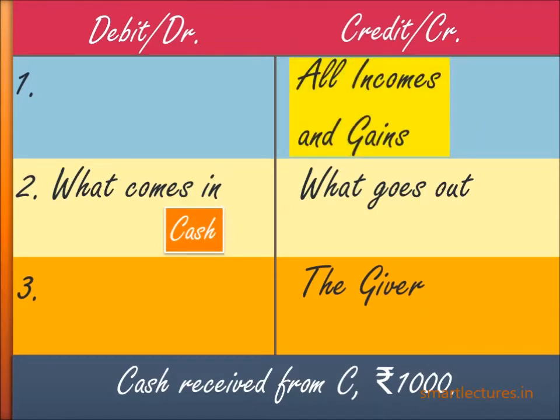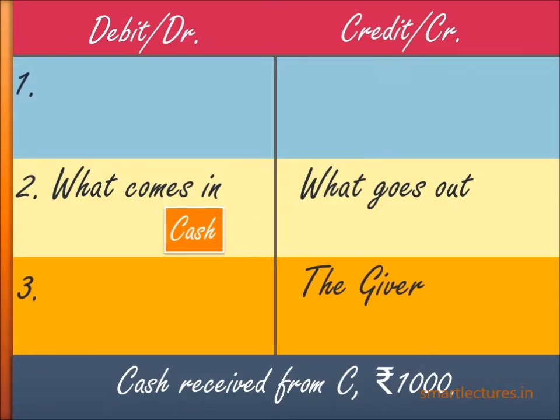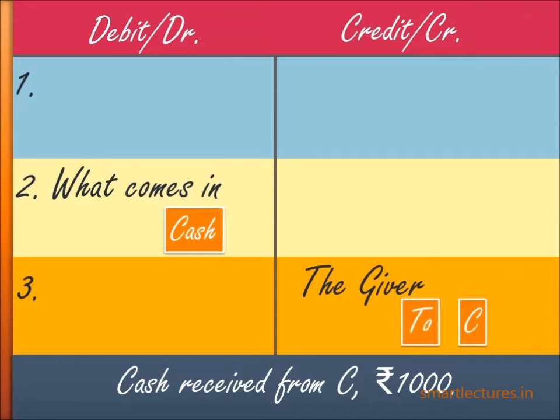On credit side, credit all incomes and gains? No, there is no income, no gain. Credit what goes out? Anything has gone out? No. Credit the giver. We have received the cash and who is the giver? The giver is C. So you write down C. So use the prefix to on the credit side and use the suffix of account on both of sides. So cash account, there is no need of suffix of account after C.